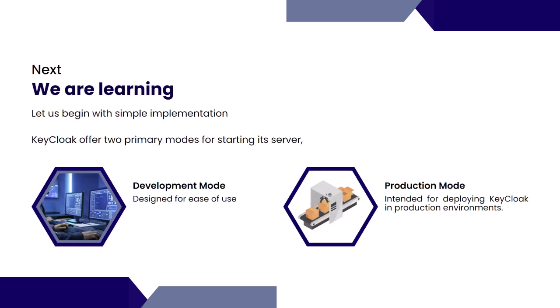Here we are learning, so let's begin with a very simple implementation. Keycloak offers two primary modes of starting its server. When you download and install Keycloak, you have two options to start it. One is development mode, which is designed for ease of use. The second is production mode, for which you need to prepare your server with some other dependencies. So the simplest one is development mode, and we are going to begin with that.